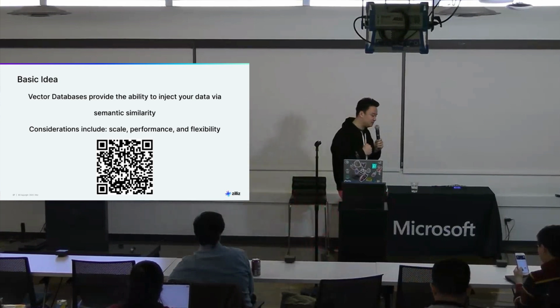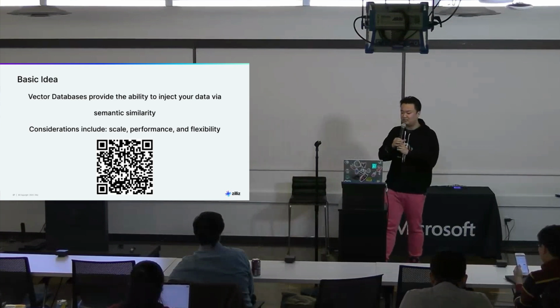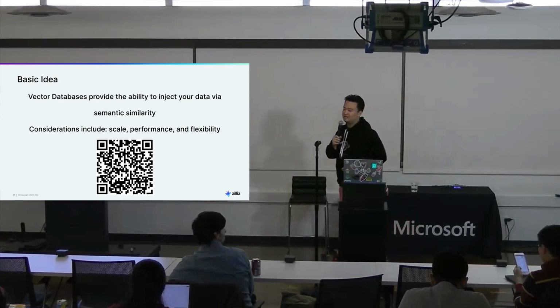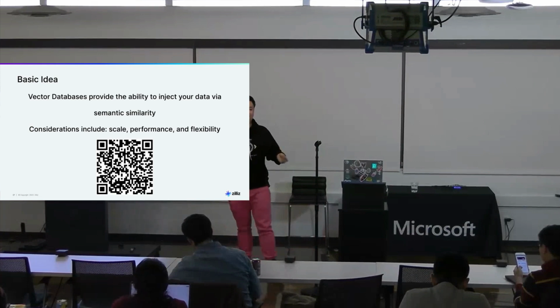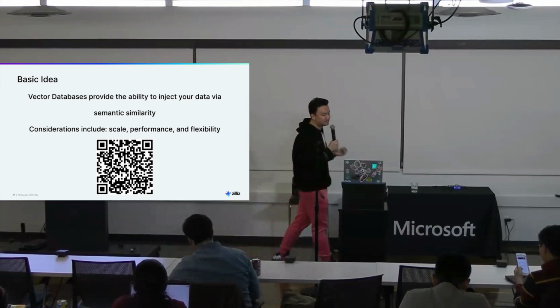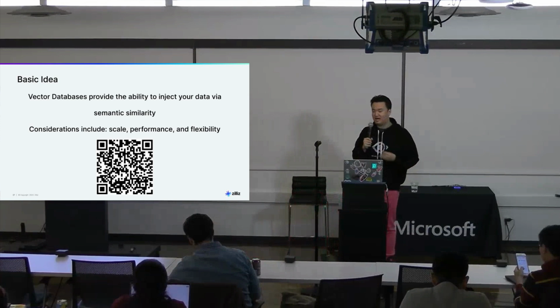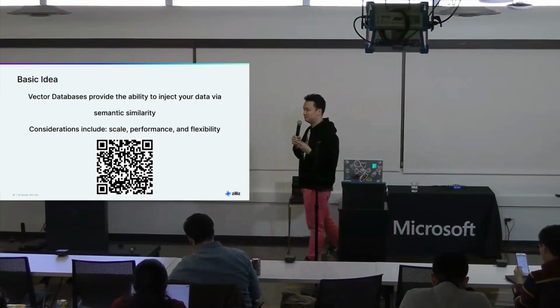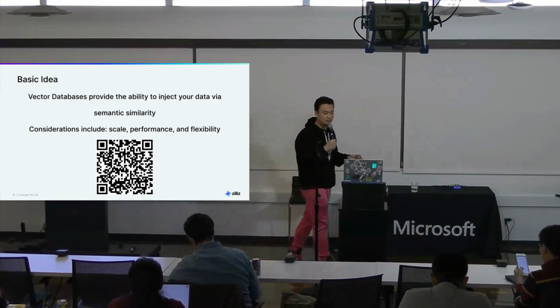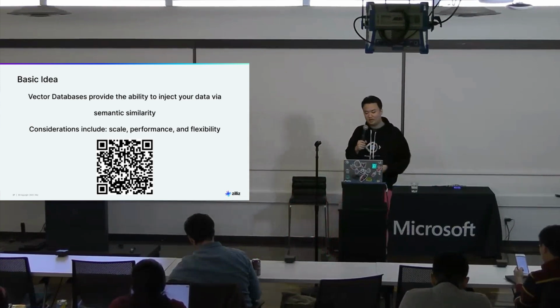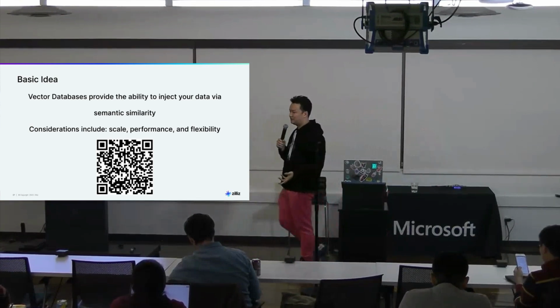The basic idea behind vector databases, though, is that vector databases provide the ability to index your data via this thing called semantic similarity. And when you're picking a vector database, the main three considerations you should have are, how much do you want to scale? Do you care about billion scale vectors, or maybe you only need a few hundred? And what is the performance trade-off that you're willing to make?